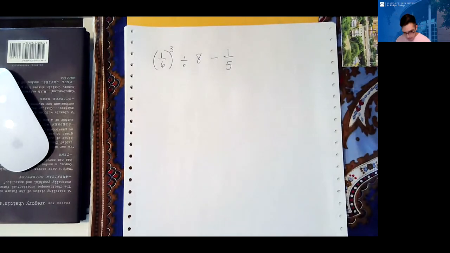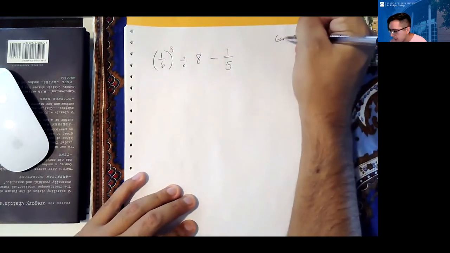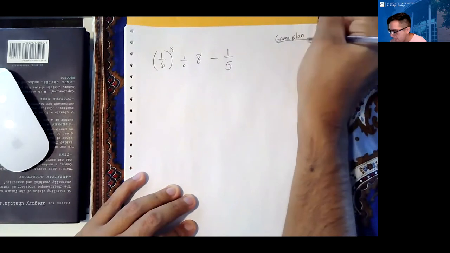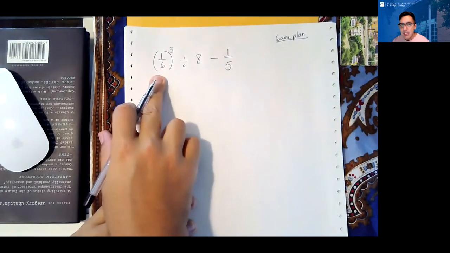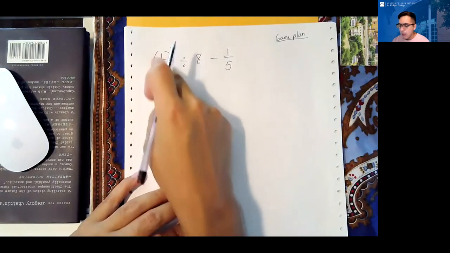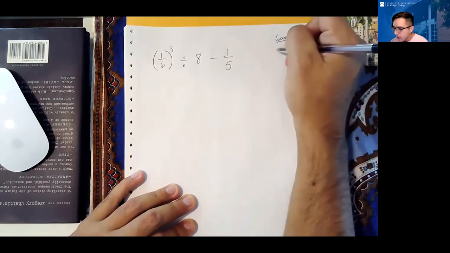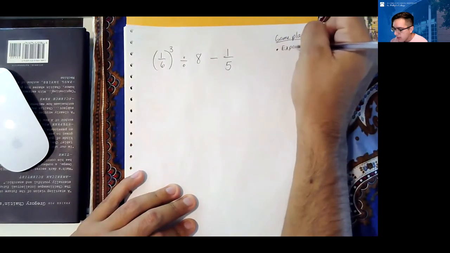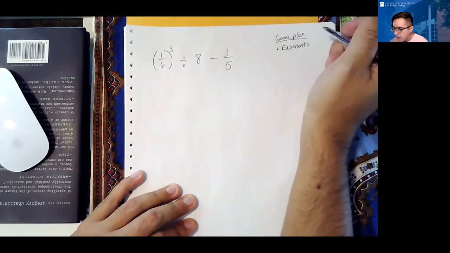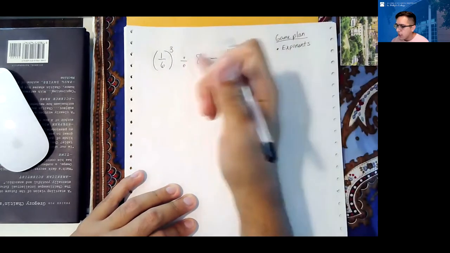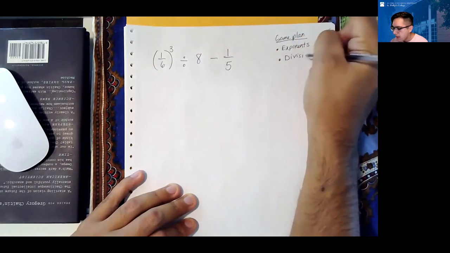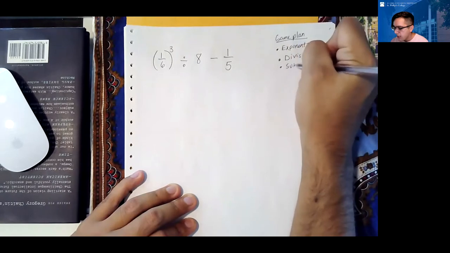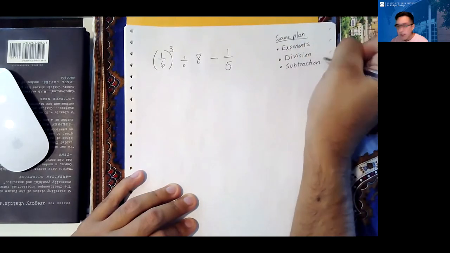Can anybody tell me what is the first operation that we need to take care of here? Maybe I'll write a little game plan to the side. 1/6 to the third. Yeah, I mean, it looks like we have some parentheses here, but again, the parentheses here are just to indicate that we're raising the entire fraction to this exponent. So really, we're going to start off with exponents. Then we have division and subtraction next. So division takes priority over subtraction. And then we can do our subtraction and that'll be it. So there's our game plan.